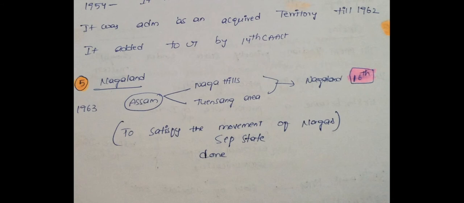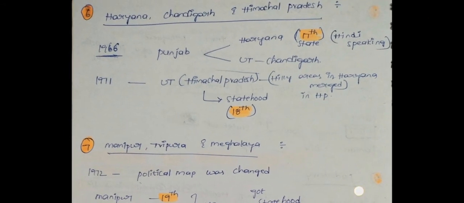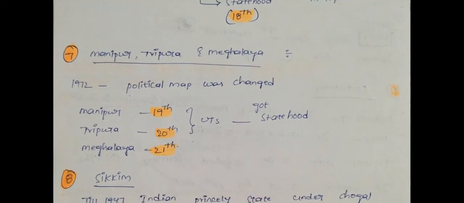Haryana, Chandigarh and Himachal Pradesh. In 1966, the state of Punjab was bifurcated into Haryana and Chandigarh. Haryana was the 17th state because the majority were Hindi speaking people. Himachal Pradesh got union territory status, but later it got statehood. This was the 18th state of the Indian Union.